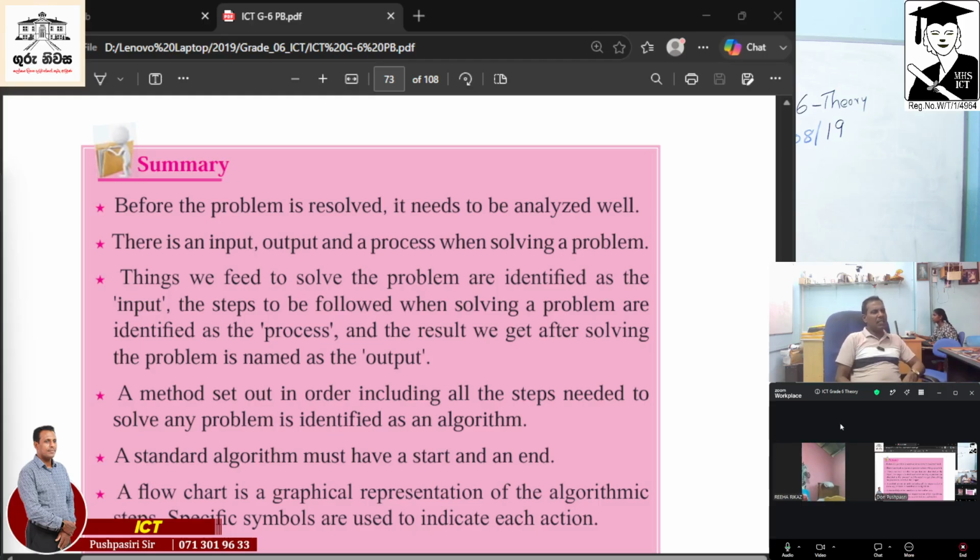A method set out in order, including all steps needed to solve any problem, is identified as an algorithm.